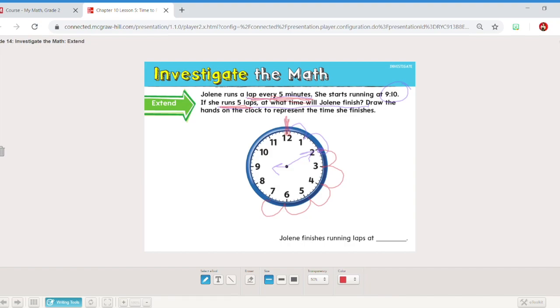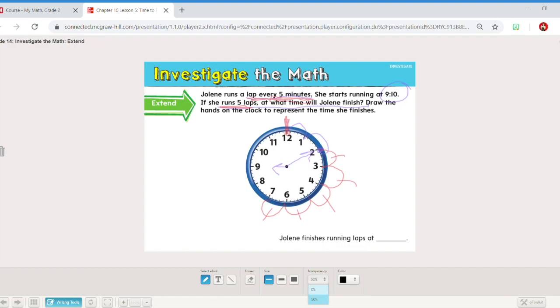So I'm going to start from the top. It'll be easier to count my time intervals. She starts at 9:10, 15, and then she does 5 more laps. 15, 20, 25, 30, 35. So she ends at 35.